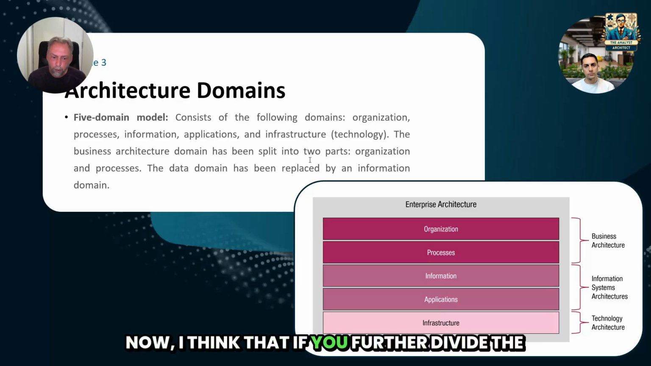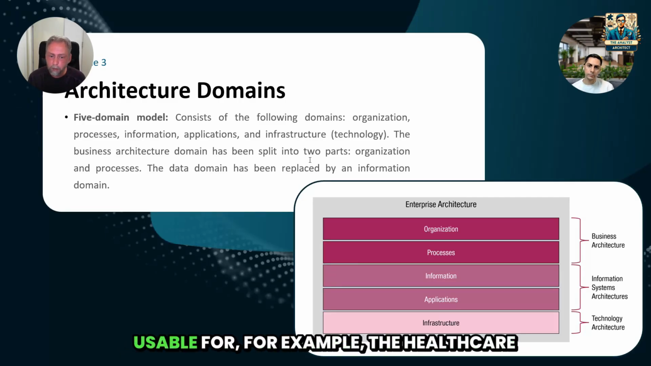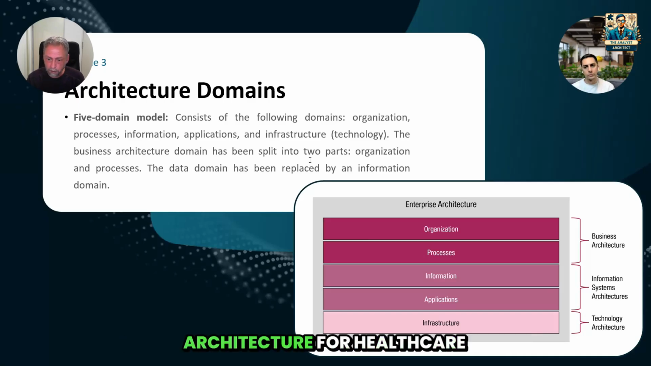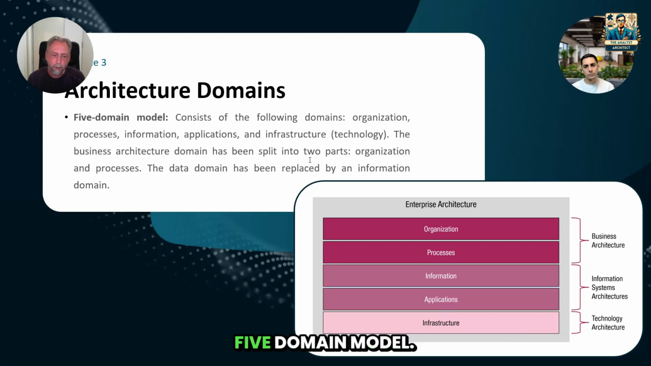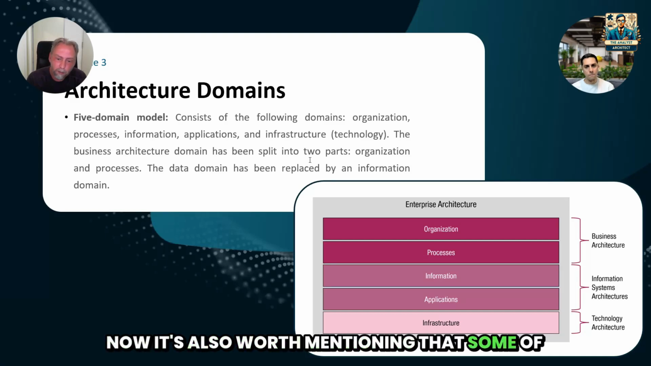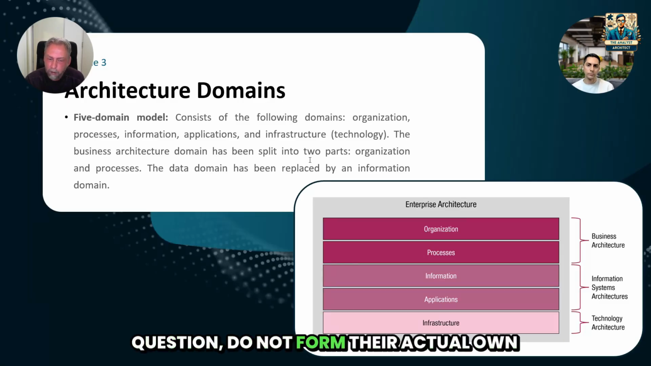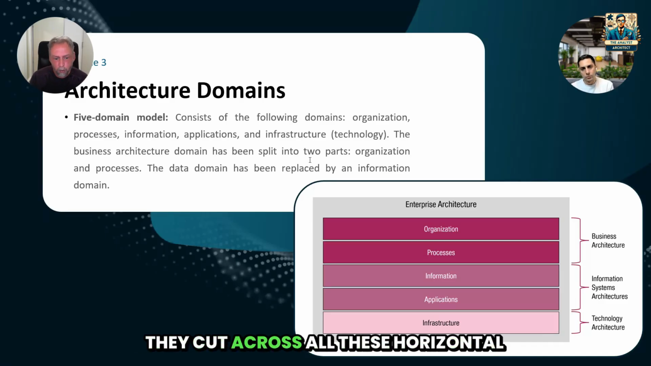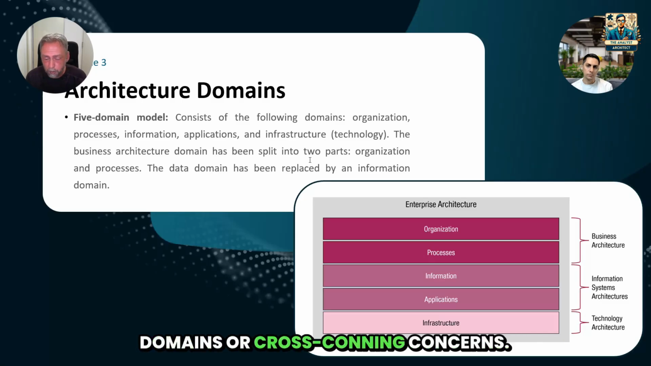Now, I think that if you further divide the main domains or the core architecture domains, this will create more clarity for each one. And I think that is what makes this model usable for example, in the healthcare industry. And of course, it's true that the reference architecture for healthcare aligns very well with the concept of this 5-domain model. Now, it's also worth mentioning that some of the domains, and I think that is what you were referring to when you posed your question, do not form their actual own horizontal layer or horizontal domain, but they cut across all these horizontal layers. And these are referred to as cross-cutting domains or cross-cutting concerns.